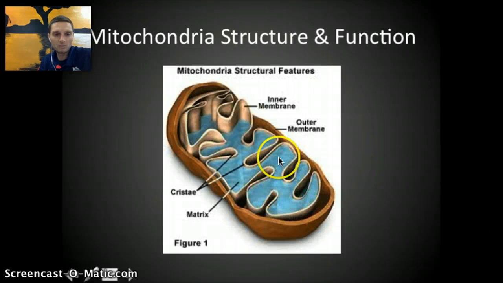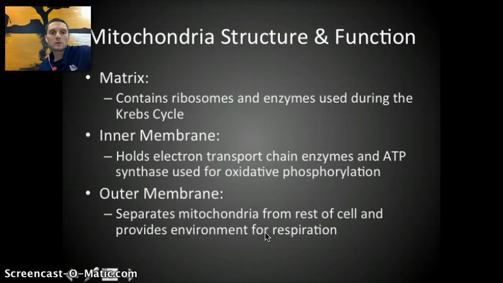And so this blue portion here is representing the matrix, and this is where the Krebs cycle and the link reaction are taking place. The cristae would be the membrane that contains the enzymes that are used in the electron transport chain, and then in between the inner and the outer membrane is the inner membrane space that we're discussing. So the matrix contains ribosomes and enzymes used during the Krebs cycle.